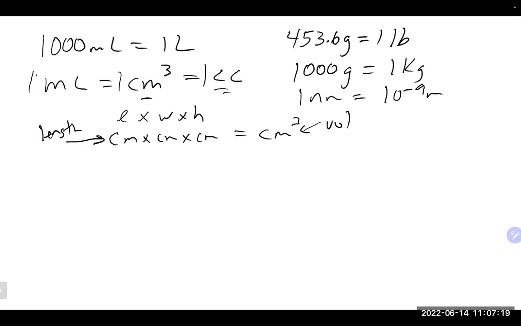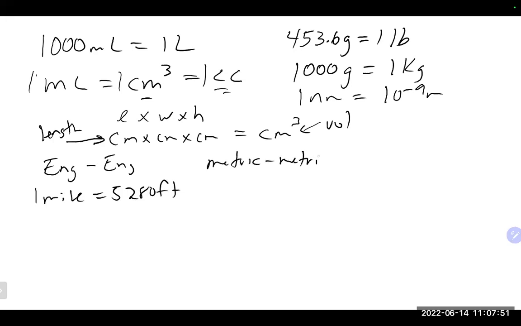So each of these are conversion equalities, for which you could write 2 conversion factors each. Now, when we talk about exact numbers and conversion factors and equalities, if you are dealing with an English to English conversion, like for example, 1 mile is 5,280 feet, that's considered an exact number. If you're doing a metric to metric conversion, like 1,000 milliliters is 1 liter, that is also considered an exact number.